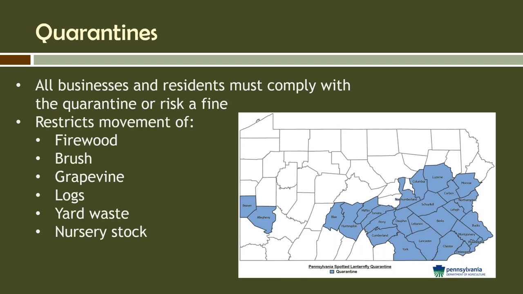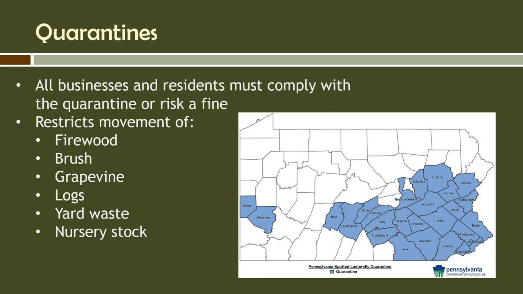Quarantines are, of course, used. You saw that map earlier of all the states, all the highlighted blue areas or the red lines, are where they have quarantines in place to control the spread of lanternfly. Obviously, the quarantines are not perfectly effective, but it does try to encourage people to not move materials out of those quarantines. It restricts movement of things such as firewood, brush, grapevines, host material, nursery stock.